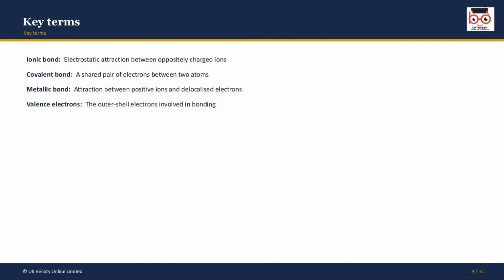Let's define the three bond types up front. An ionic bond is the electrostatic attraction between oppositely charged ions. A covalent bond is a shared pair of electrons between two atoms. A metallic bond is the attraction between positive ions and a sea of delocalized electrons. And the valence electrons, the ones doing all the work, are simply the outer shell electrons.